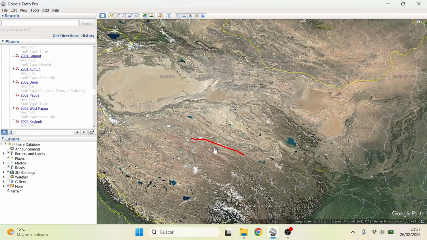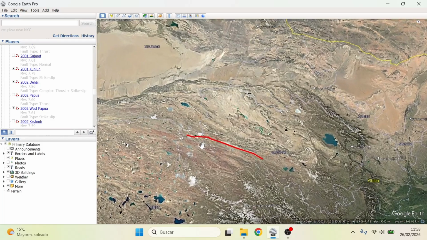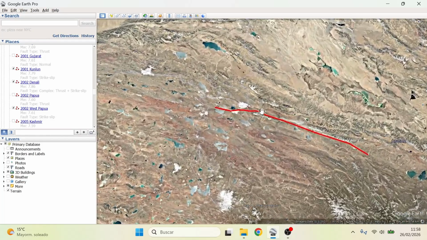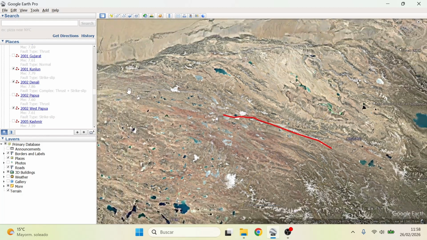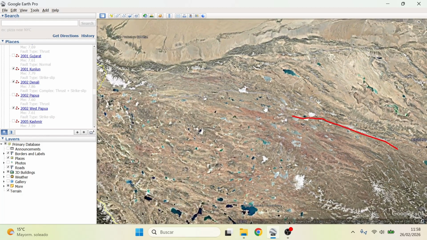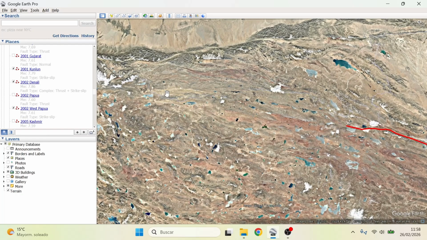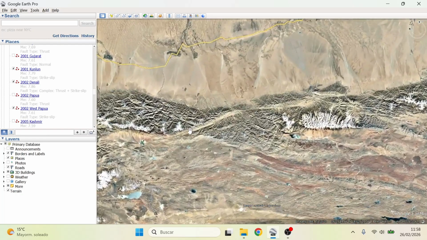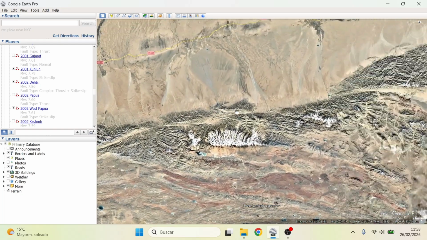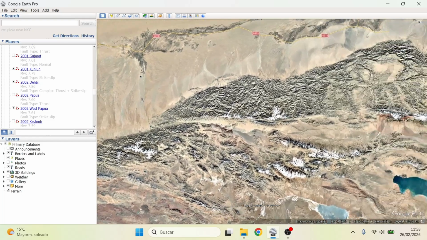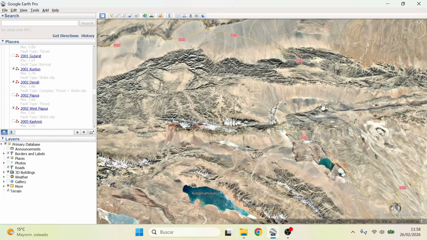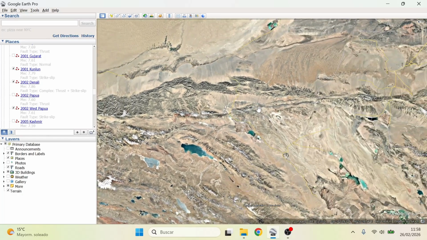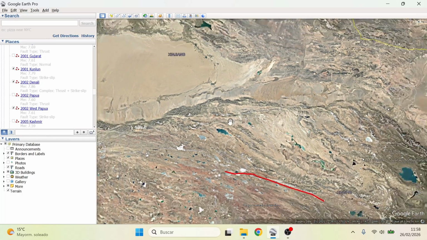A seismic gap is basically a concept in geology, in seismology more precisely, that describes a part of a fault line, which is the fracture of the Earth's crust. We can see here that the Earth in many parts of the world has these fractures, which are the cause of the earthquakes in the Earth's crust.